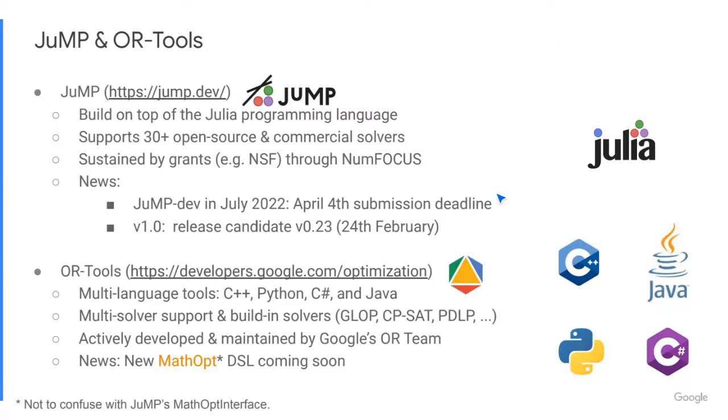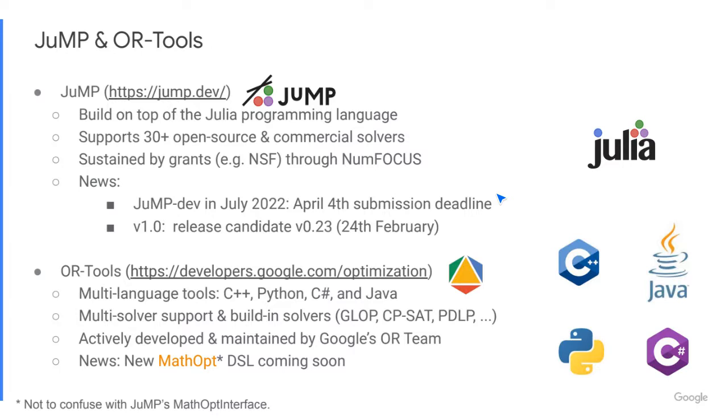OR-Tools also has a modeling language, but it's a little bit bigger. Besides the modeling language, it actually has some built-in solvers. So GLOP is an LP solver, a simplex solver. CP-SAT is a constraint programming solver, and PDLP is a first-order method for linear programming that was developed quite recently. And this is more of a multi-language platform. The back-end code is usually C++, but you can call and model things in C++, Python, C#, and Java.